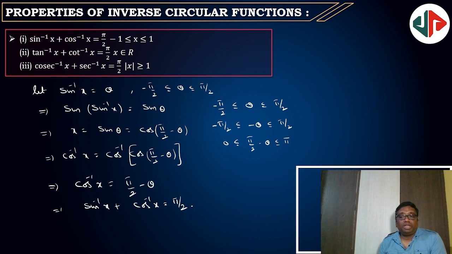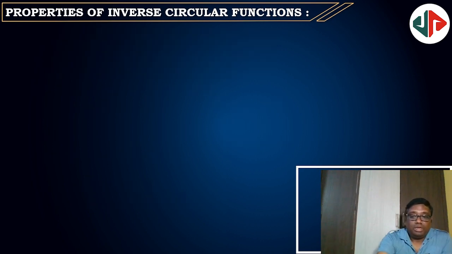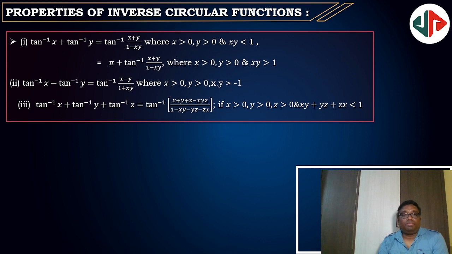In the same manner, tan inverse of x plus cot inverse of x is also equal to pi by 2 when x is any real value. Or sec inverse of x plus cosec inverse of x is always equal to pi by 2 when x is less than or equal to minus 1 or x is greater than or equal to 1. This means x less than or equal to minus 1 or x greater than or equal to 1. Remember these formulas now.